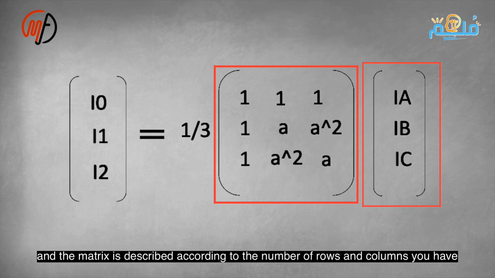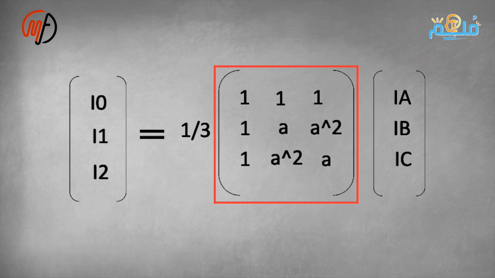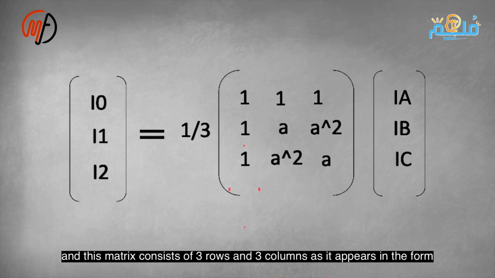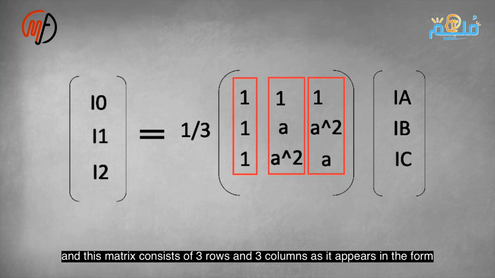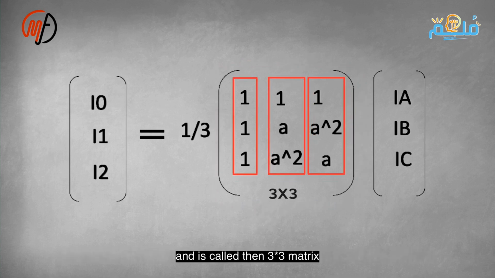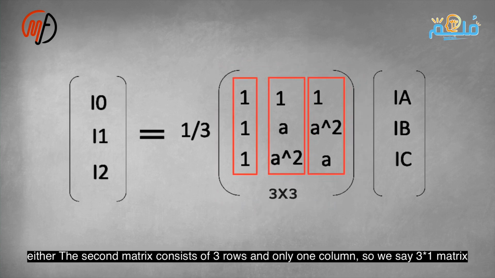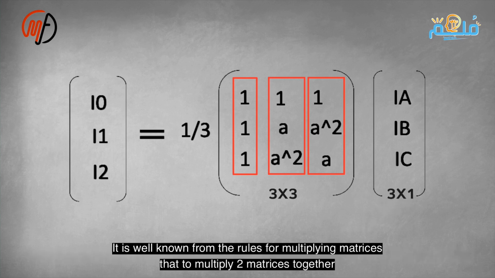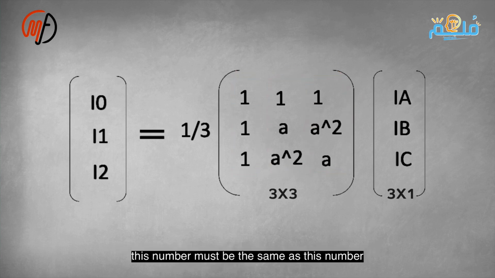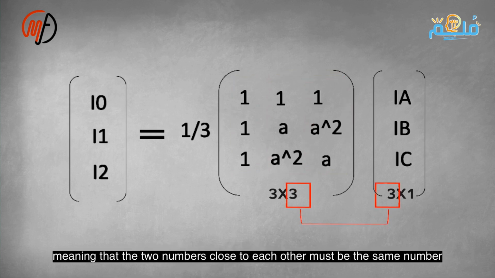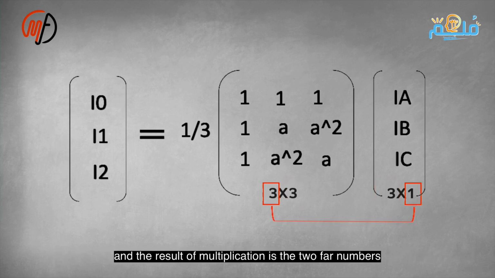The matrix is described by the number of rows and columns it has. This matrix consists of 3 rows and 3 columns as shown in the figure and is called a 3 by 3 matrix. The second matrix consists of 3 rows and only 1 column, so we refer to it as a 3 by 1 matrix. It is well known from the rules of matrix multiplication that to multiply 2 matrices together, the number of columns in the first matrix must match the number of rows in the second matrix. This means that the 2 numbers that are close to each other must be the same, and the result of the multiplication will be the 2 numbers that are far apart.